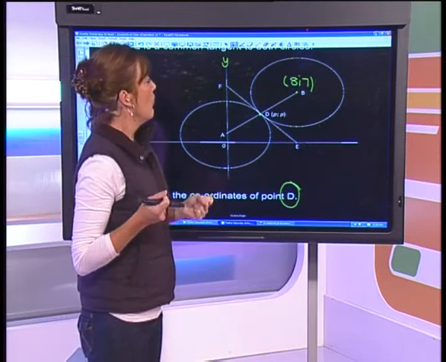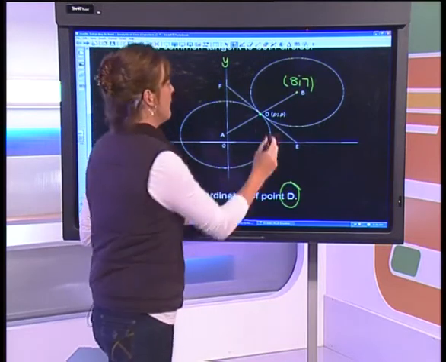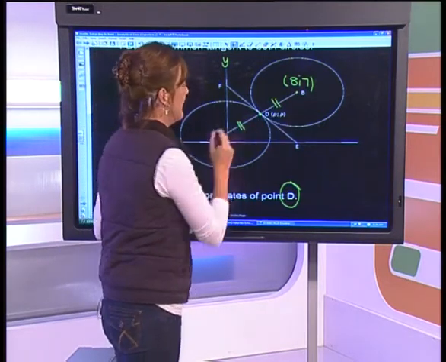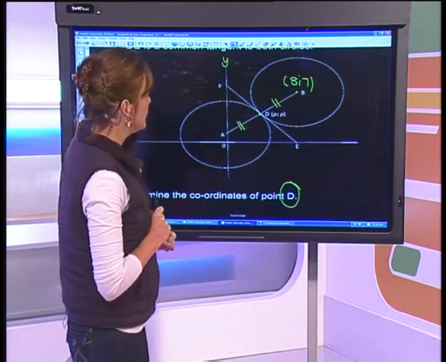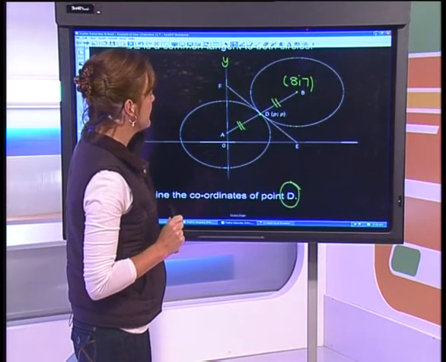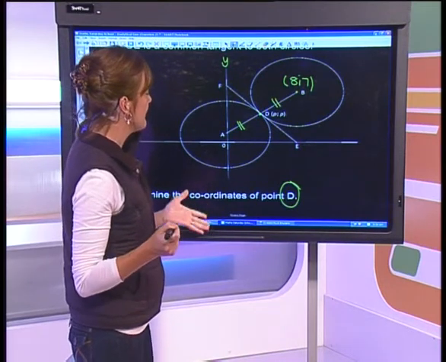What we said right in the beginning is that we have got equal radii. So if there are equal radii, we should then know that the distances are going to be the same, or we could use midpoints.